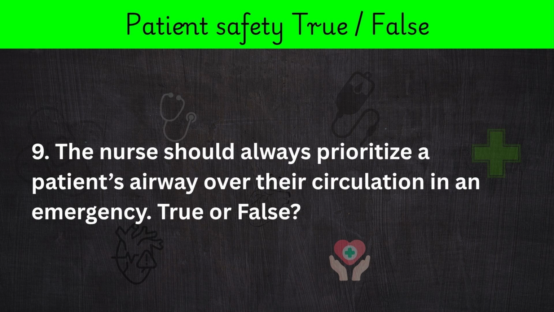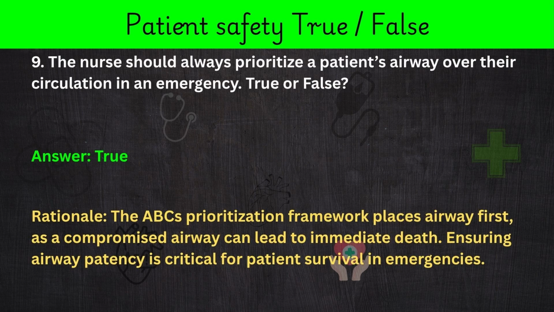9. The nurse should always prioritize a patient's airway over their circulation in an emergency. True or false? Answer: true. Rationale: The ABCs prioritization framework places airway first, as a compromised airway can lead to immediate death. Ensuring airway patency is critical for patient survival in emergencies.